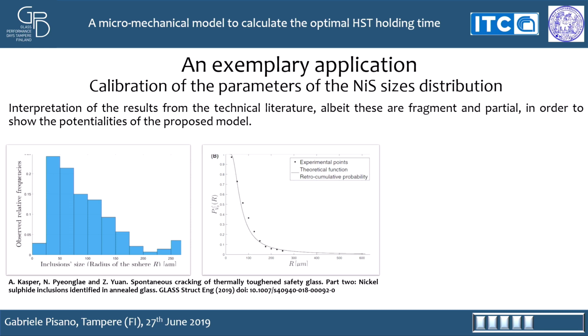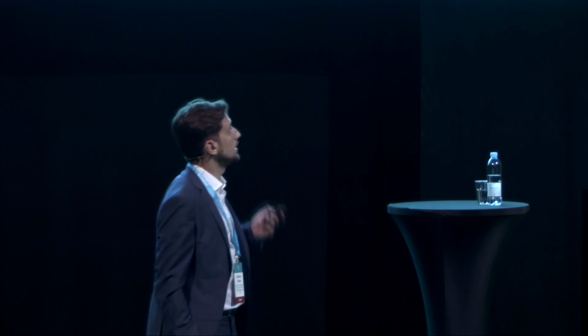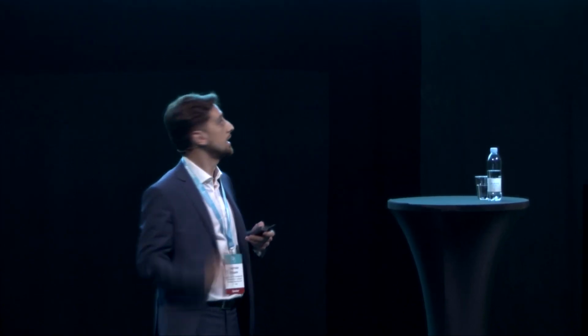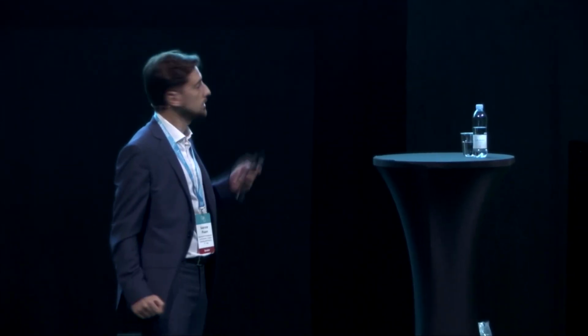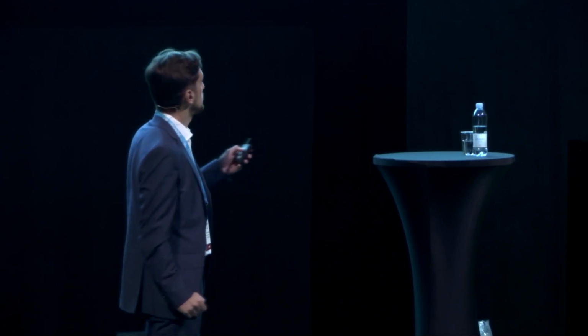Unfortunately, the data present in literature are only fragmented and partial, so we are trying to use the data that we have found in literature to show the potentialities of the model and to make a parametric analysis to find reliable values for the parameters governing the model. Here we refer to the study recently published by Casper, and this V0 is the volume that statistically contains on average only one inclusion. It's 0.6 meter up to 3.